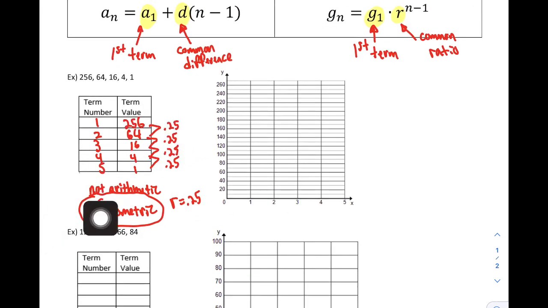Okay, so that's honestly the hard part, guys. The rest of this is just filling in with stuff that we already know. So the hard part was figuring out, was this arithmetic or geometric, and what the common ratio is. We already have that now. So now this is just filling in with the points that we have here.